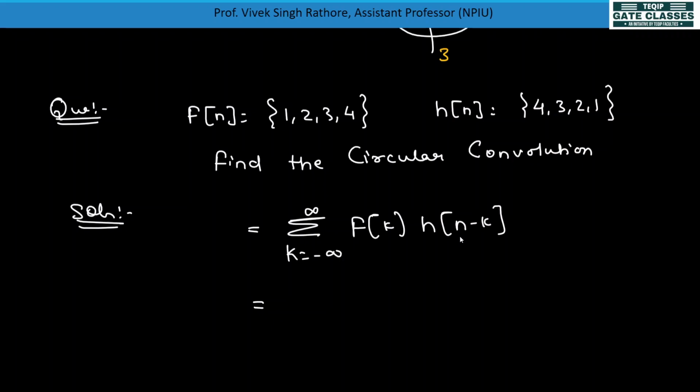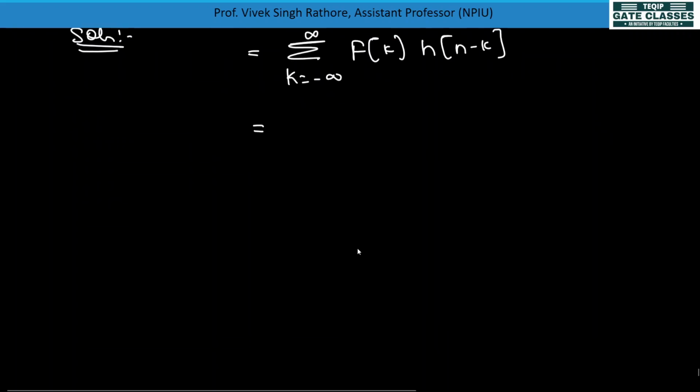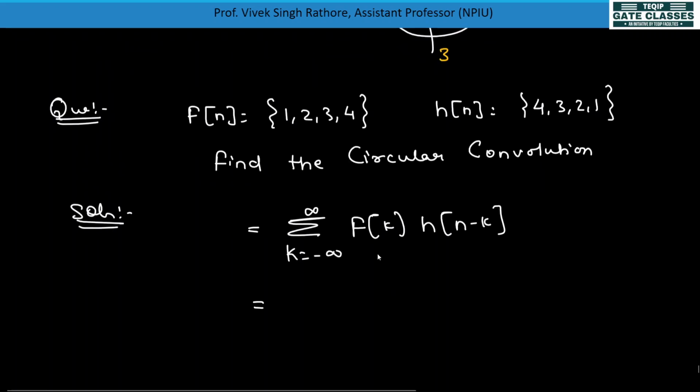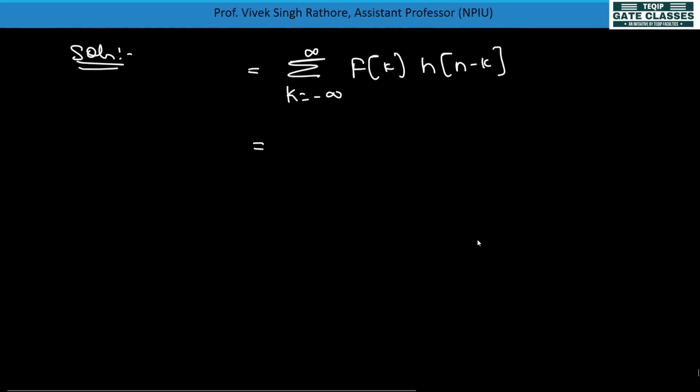So what we'll do, first of all, we'll make f of n, because f of k will be the same only, we will not do anything. We need to shift h of k only. H of k, first of all, we'll reverse, and then we'll shift it with the n values. So f of k will be the same. So what we'll do, we'll plot f of n values.